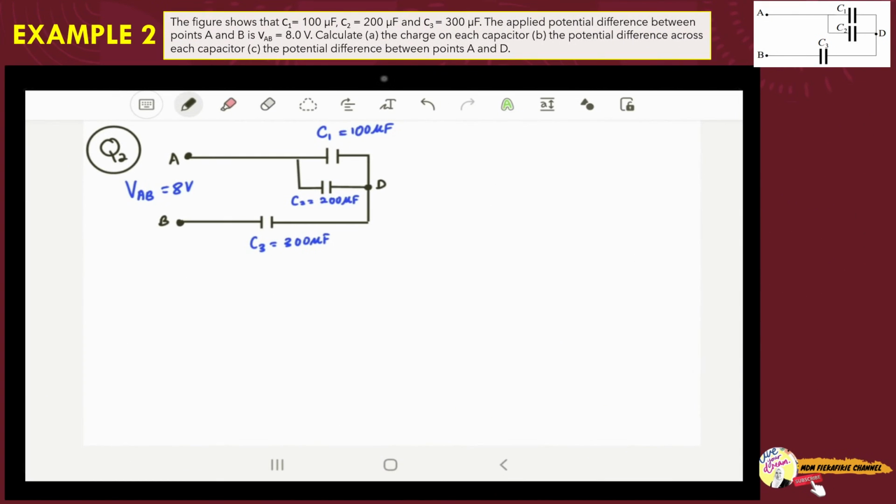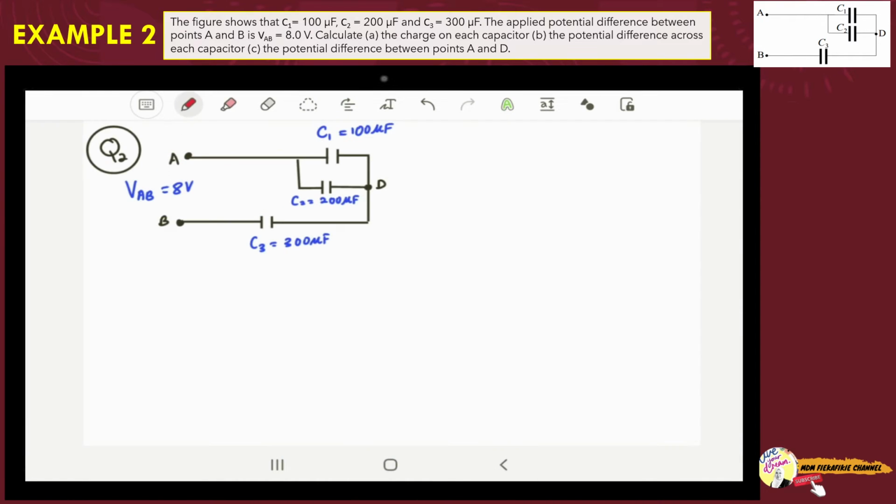Okay, for example number 2, we have 3 capacitors which are C1 100 microfarad, C2 is 200 microfarad, and then we have C3 is 300 microfarad. Given that VAB is equal to 8 volt, calculate the charge on each capacitor and the potential difference across each capacitor, and then calculate the potential difference between points A and D. So before we calculate the charge on each capacitor, we need to calculate first what is the total capacitance in the circuit. Okay, so you can see here we have a junction.